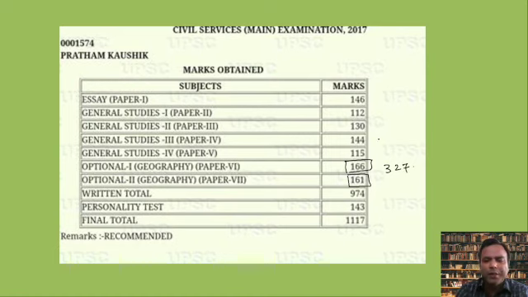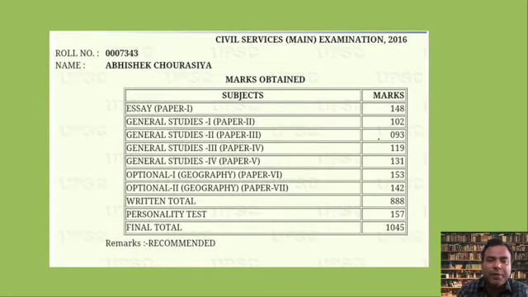So look at that. How many marks should one score in the optional to get recommended? At least 280 plus, he or she should be getting to finally get a top 100 ranking. So this is one of the testimonies. Pratham Kaushik got 327. You can also get that. Abhishek Chabe also, if you look at it, 153, 142, if you got this, it's around 295 marks he got.